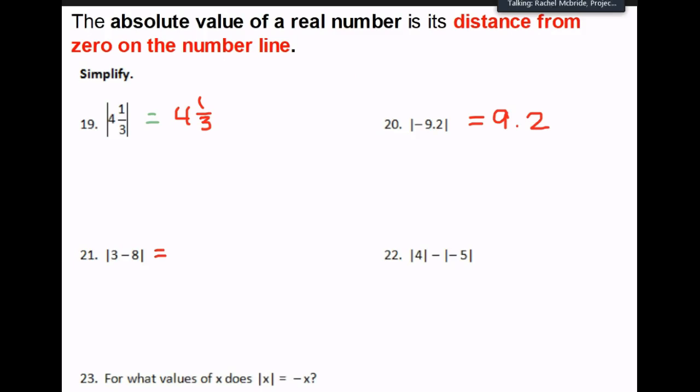3 minus 8 is -5. The absolute value of -5 is 5. So 3 and 8 are 5 units apart. 4 minus the absolute value of -5 is 4 minus 5, which is -1. So just because we have absolute values doesn't mean that it is always a positive solution, which is kind of the point of that problem there.